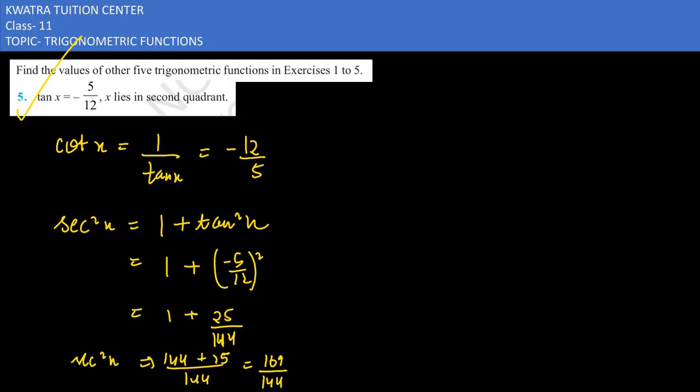So we can easily find out the value for secant. If you would take square to the other side, it would become root. So secant x value would be either positive or negative 13 by 12. Secant x in this case would be negative in this situation. Why would it be negative? Only because x is lying in the second quadrant, and if x is in the second quadrant, secant x value would be negative 13 by 12.